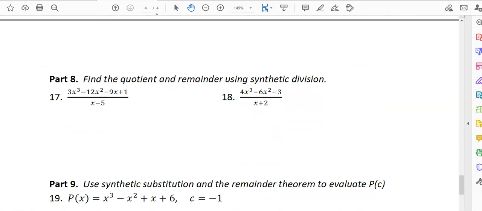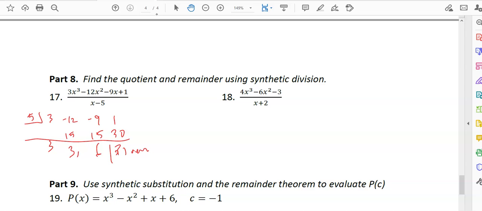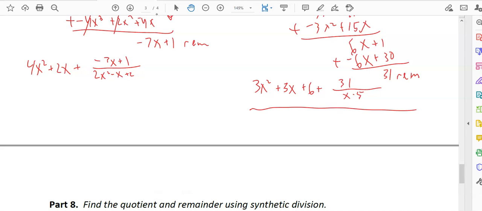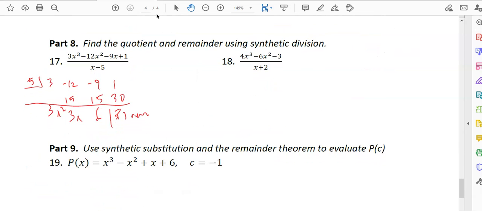Synthetic division now. So in the box is going to be a 5 here. And we have the 3, negative 12, negative 9. There's no missing terms there. That's nice. 3, 15, 3, 15, 6, 30, 31. Remainder. This is x. This is x squared. That's a lot like the answer we just got because it's the same problem. We just did a different method. So our answer is 3x squared plus 3x plus 6 plus 31 over x minus 5, which is the divisor.